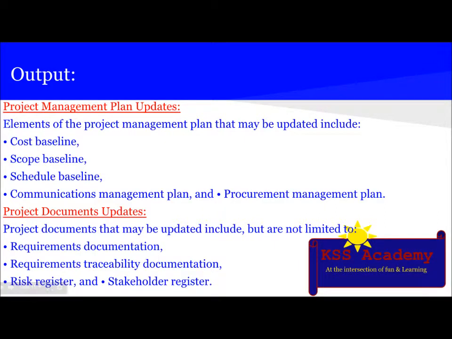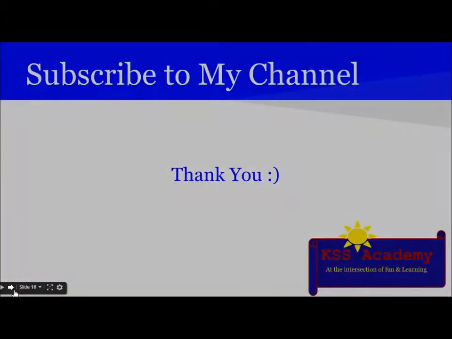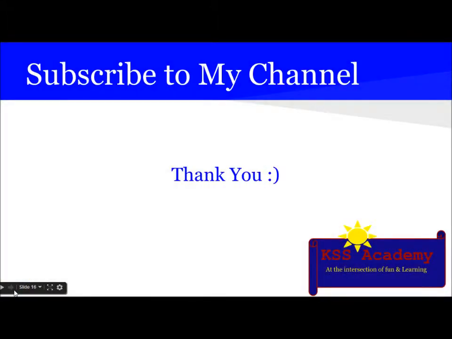The next output is project management plan updates, and the updates include cost baseline, scope baseline, schedule baseline, communication management plan, and procurement management plan. The next output is project document updates, and the documents which are updated include requirements documentation, requirements traceability documentation, risk register, and stakeholder register. So guys, I hope you got some idea on how to conduct procurement.